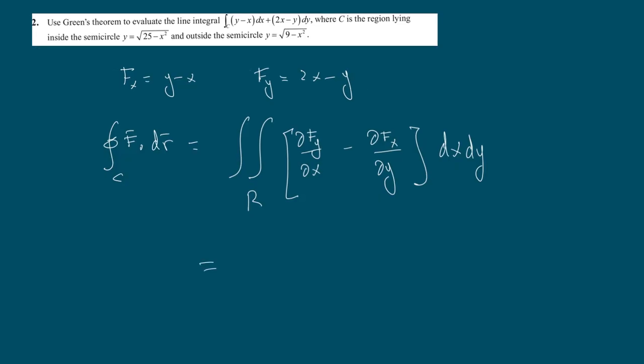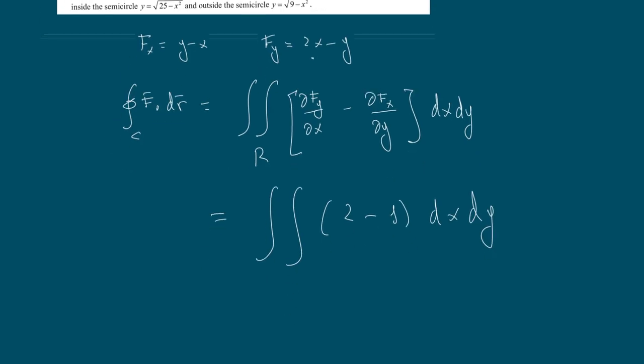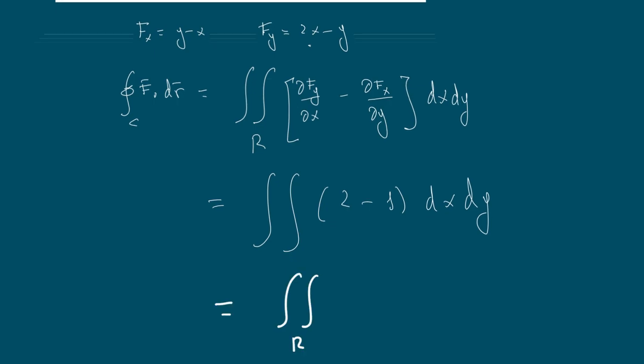What is the partial derivative with respect to x of the component y of the vector field? Well, the partial derivative of f sub y with respect to x is 2. So it's the double integral of 2 minus the partial derivative of the component x of the vector field, which is y minus x, with respect to y. This is 1, this is 0, minus 1, dx dy. Oh, the problem is solved. So this is the integral over the region R of 1 dx dy.